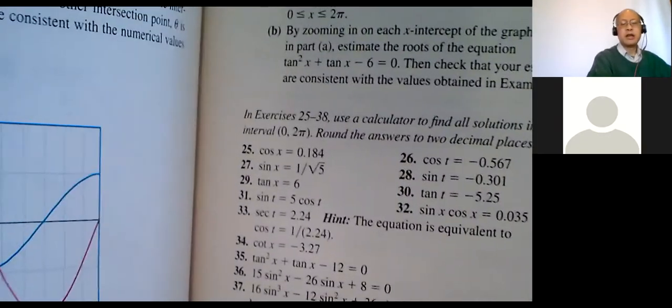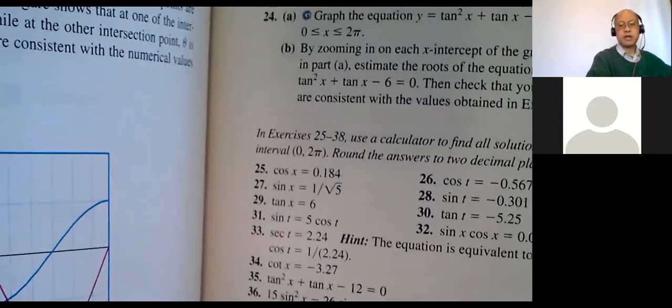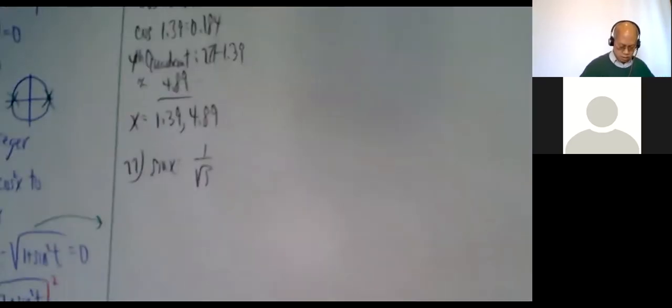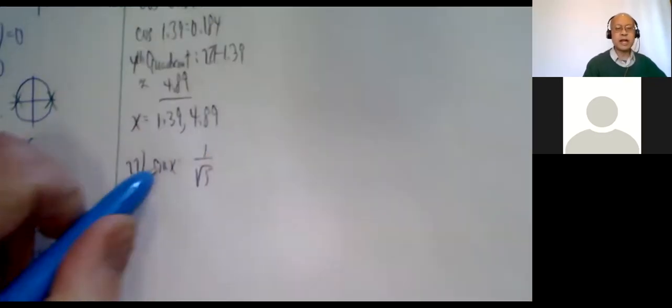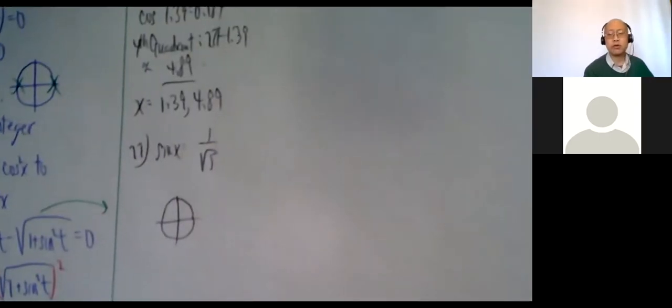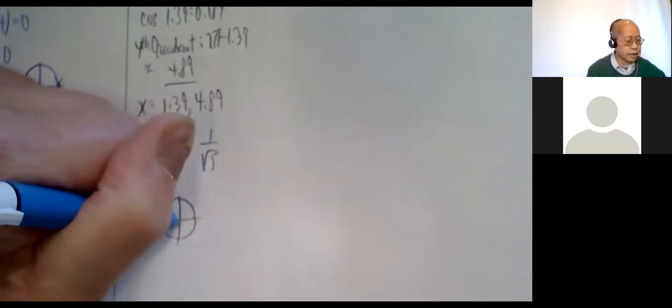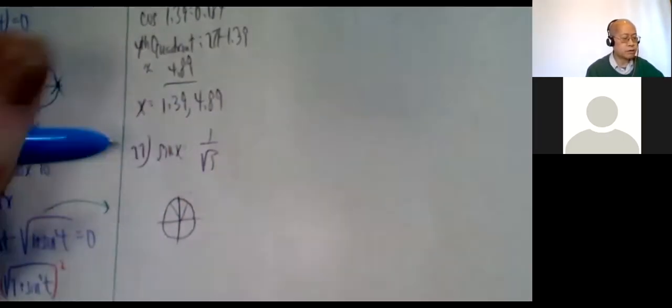Okay, so I'll show you at least one of each type, cosine, inverse sine, and inverse tangent. Also, number 27, sine x equals 1 over radical 5. Once again, that's positive. So sine is positive in what quadrants? 1 and 2. When I do this calculation, it's only going to give me the first quadrant angle, the nice angle. Then I have to figure out this one.